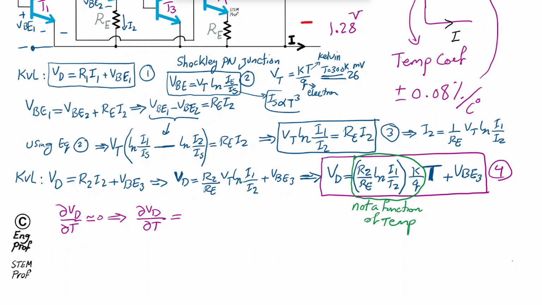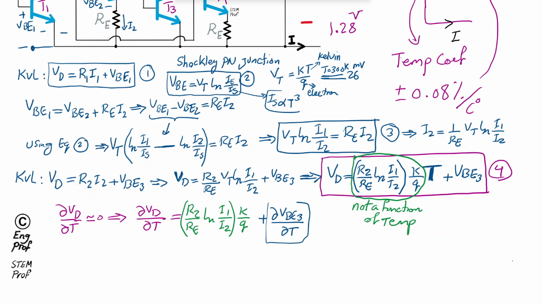So therefore, when we compute the derivative of this whole thing with respect to temperature, it's just a linear temperature here, and this constant just shows up here. So I'm going to have R2 over RE, and then natural log I1 over I2, and k over q. So that's one benefit. That is for that component, plus the change of the base emitter voltage for transistor T3 as a function of temperature.